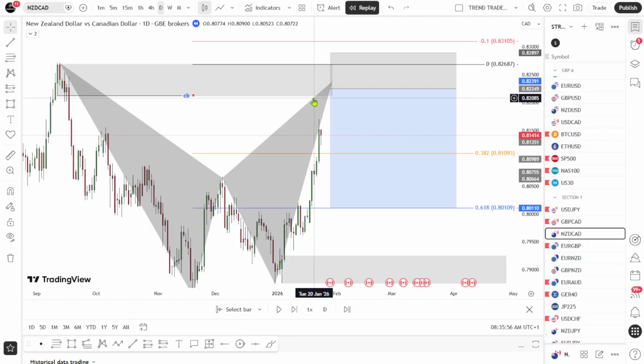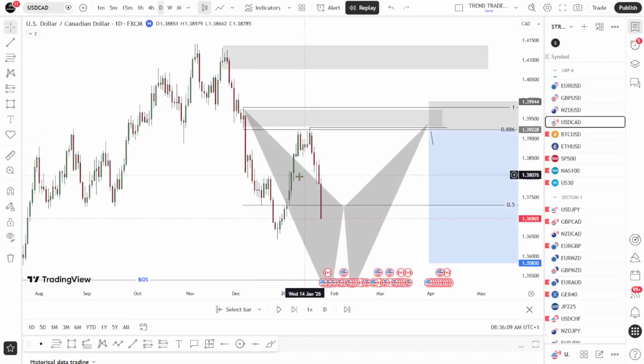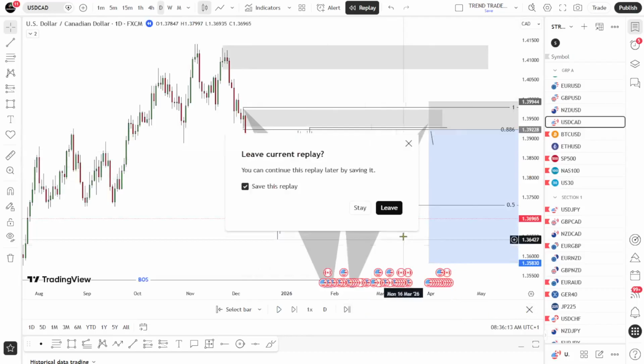So whenever I send that setup, don't expect the setup to play out the next day. Sometimes it takes like 1 month, sometimes 1 week before it will play out. For instance, there was one I sent out on USD card. This particular one on USD card, let me see. Okay, I think it's on, let me move it.